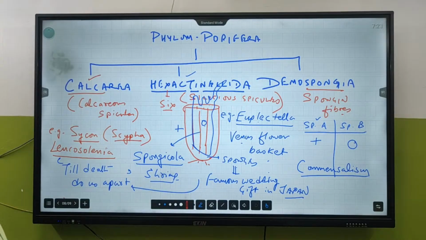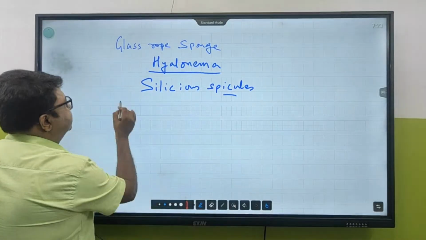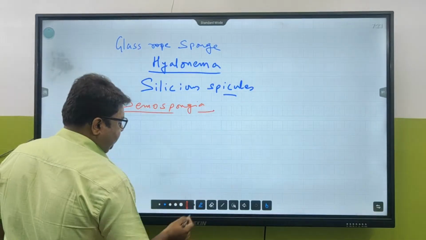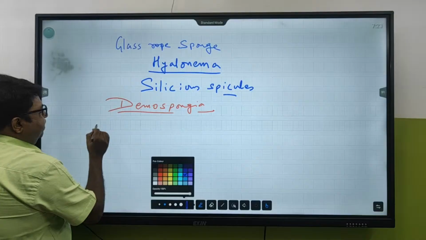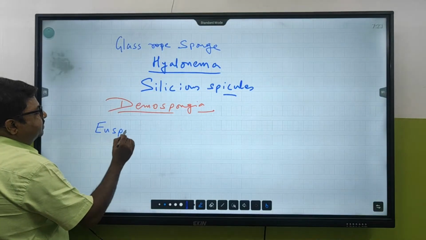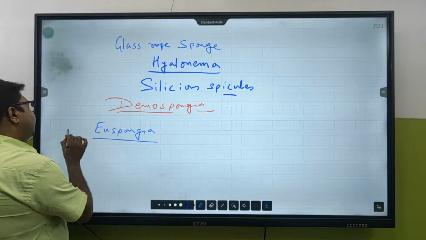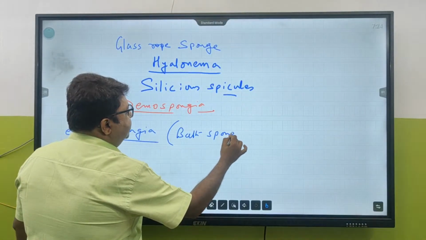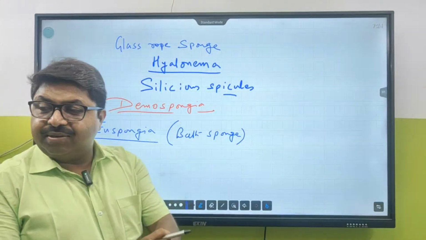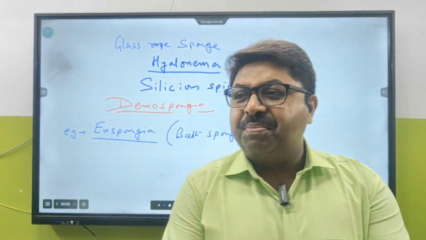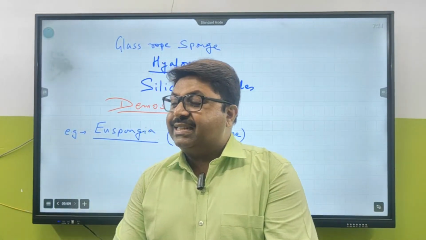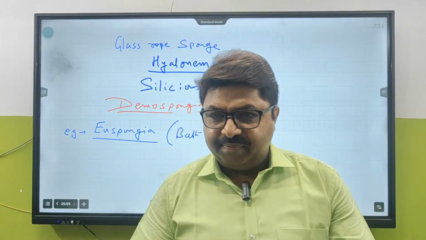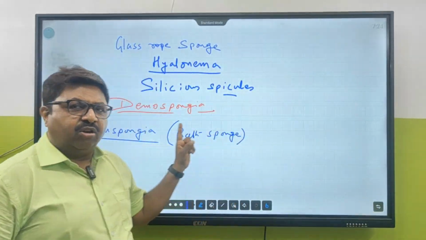What is the example of class Demospongia? In your book, find out. Have they given you this term Euspongia? Can you see this example? Euspongia is called bath sponge. The common name is bath sponge. So they are very much soft due to the presence of spongin fiber. Siliceous and calcareous spicules are less in them, so they are not tough. Vaishali, are you getting me? So they are also called bath sponge.